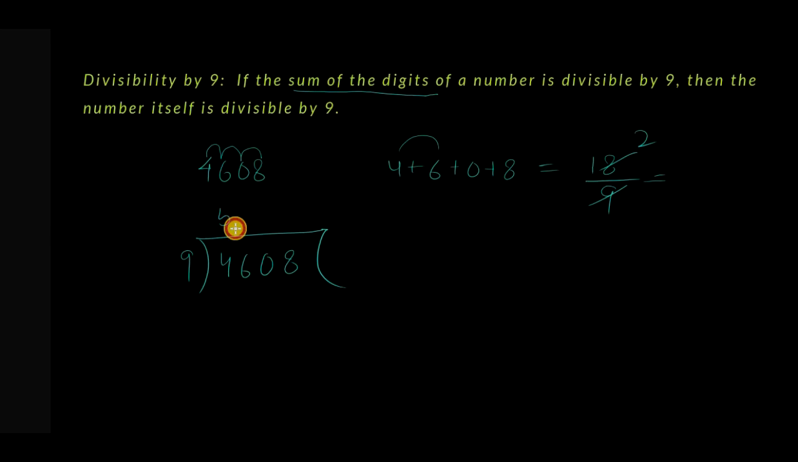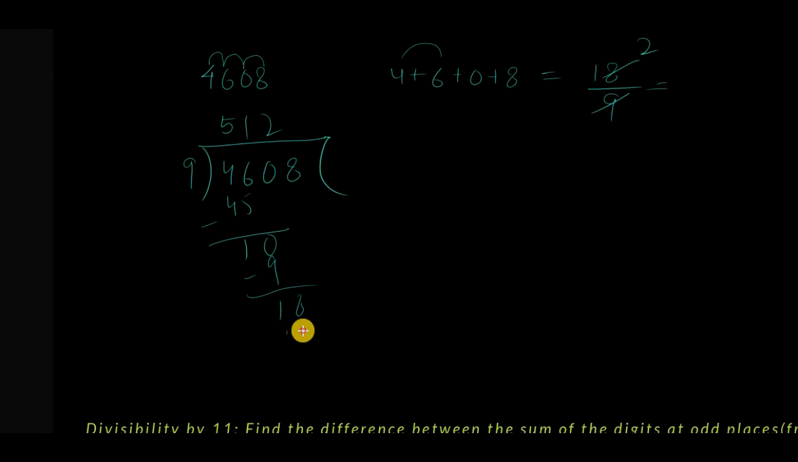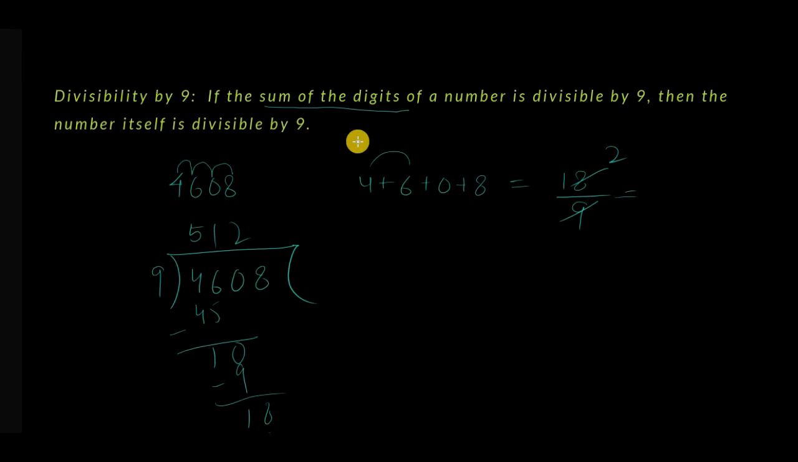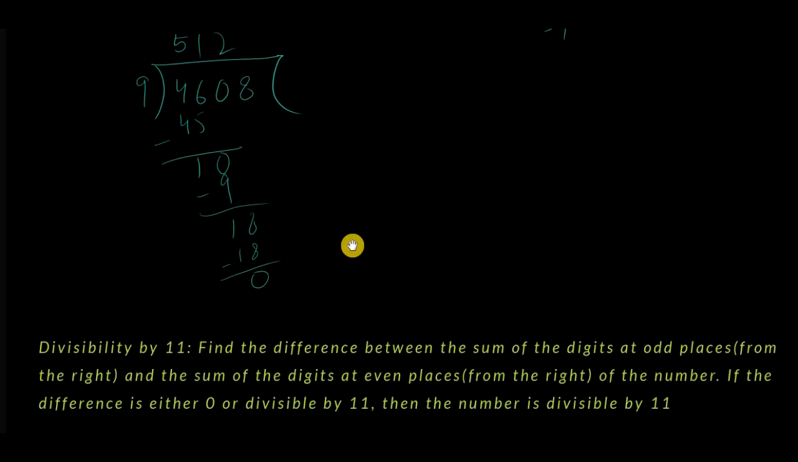9 5s 45, 9 1s 9, 9 2s 18. So it's divisible. So for 9 it's similar to 3, we need to sum up the digits and check whether the result is divisible by 9 or not. If it is, then the whole thing is divisible by 9.